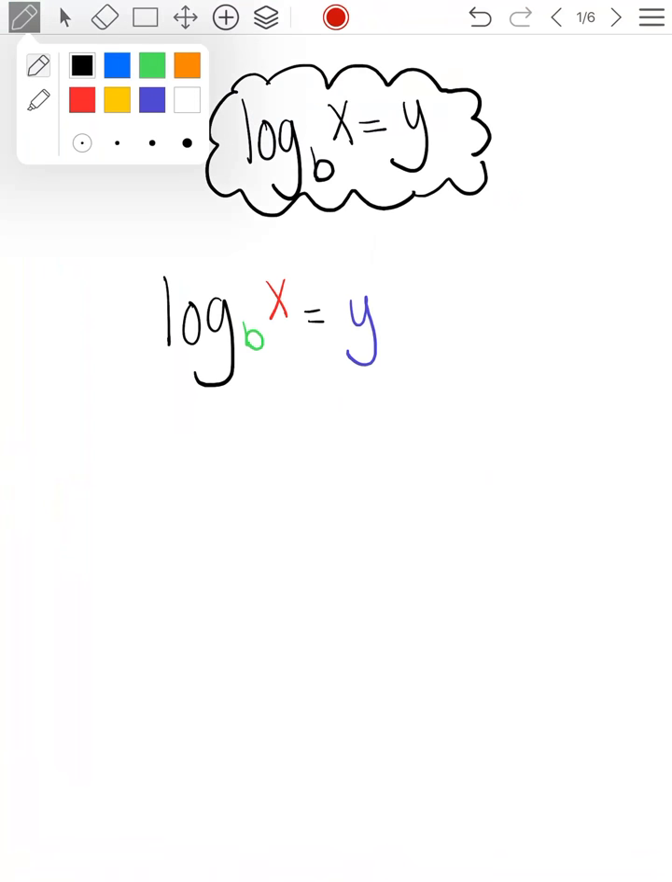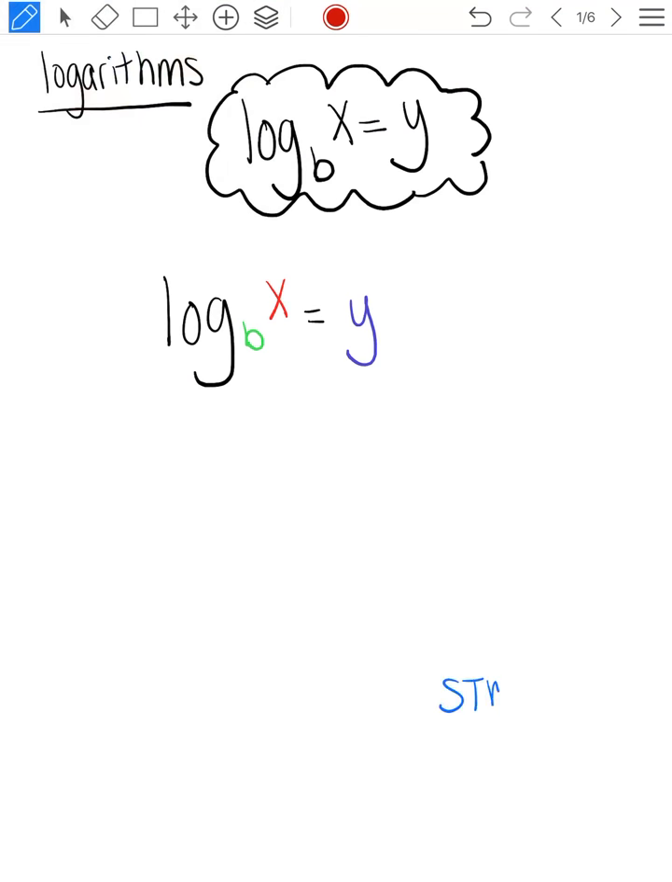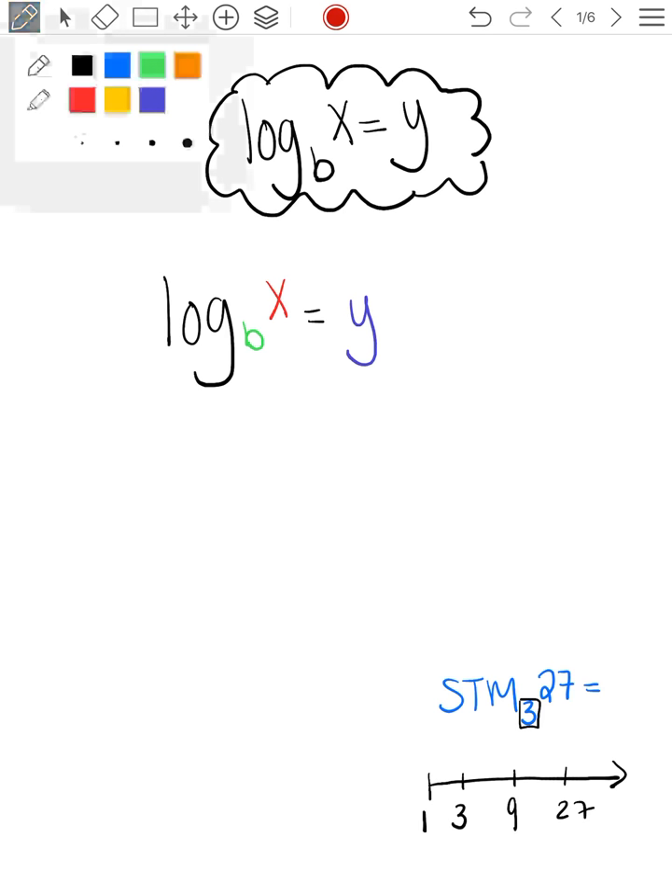So in class, we started not by using logarithm notation, but by using this notation STM. And so we started with like STM 3 to 27, and how would we figure that out? And we talked about how this little number here represented what you were multiplying by. So STM 3 meant you were making your number line starting with a 1. We're always starting with a 1. And then multiplying by 3. And we could keep going on and on forever.